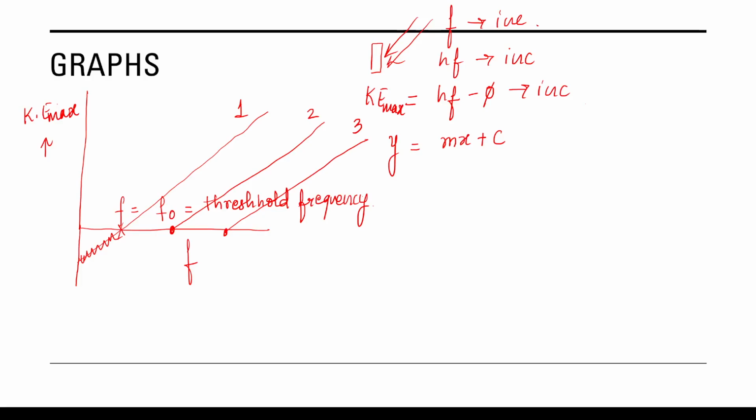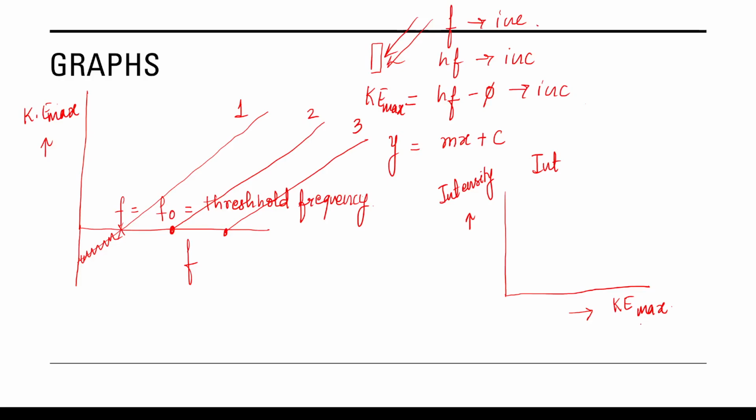Okay, another kind of graph. So another kind of graph would be, suppose I am increasing the intensity of the light. Okay, this is where it tells me. So if I increase the intensity, I'm just changing the intensity of the light without changing the frequency.